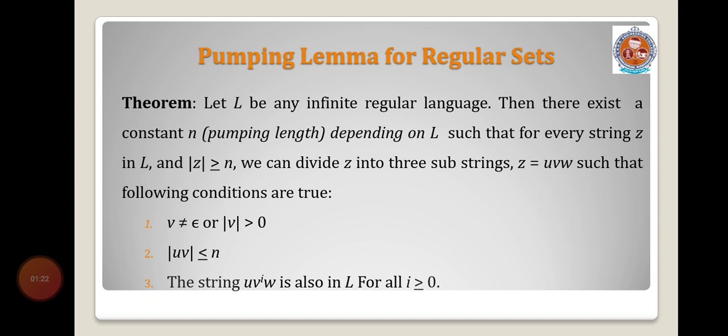Mod v greater than 0 or v not equal to epsilon, mod uv less than or equal to n, and the string u v power i w is also in L for all i greater than or equal to 0. That is, u v power i w belongs to L for all i greater than or equal to 0. These three conditions are called necessary conditions for a language to be regular.